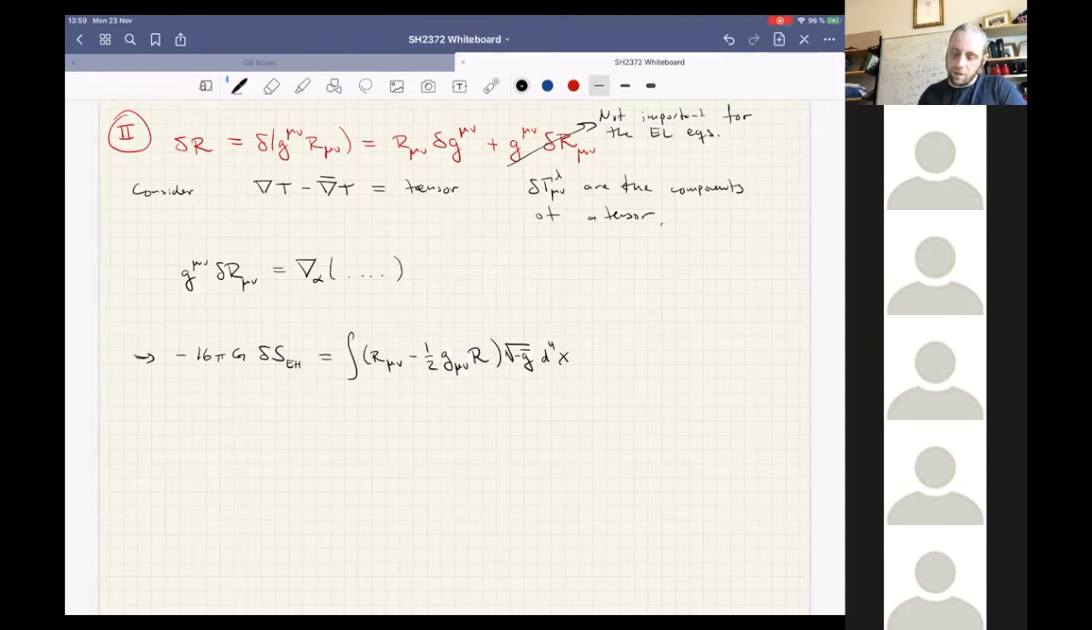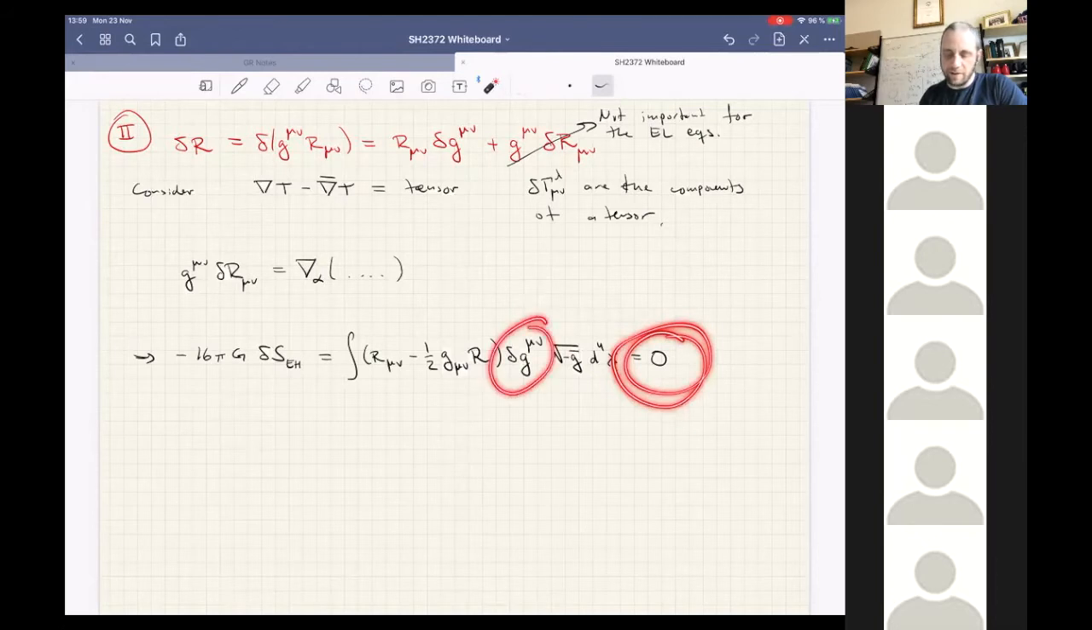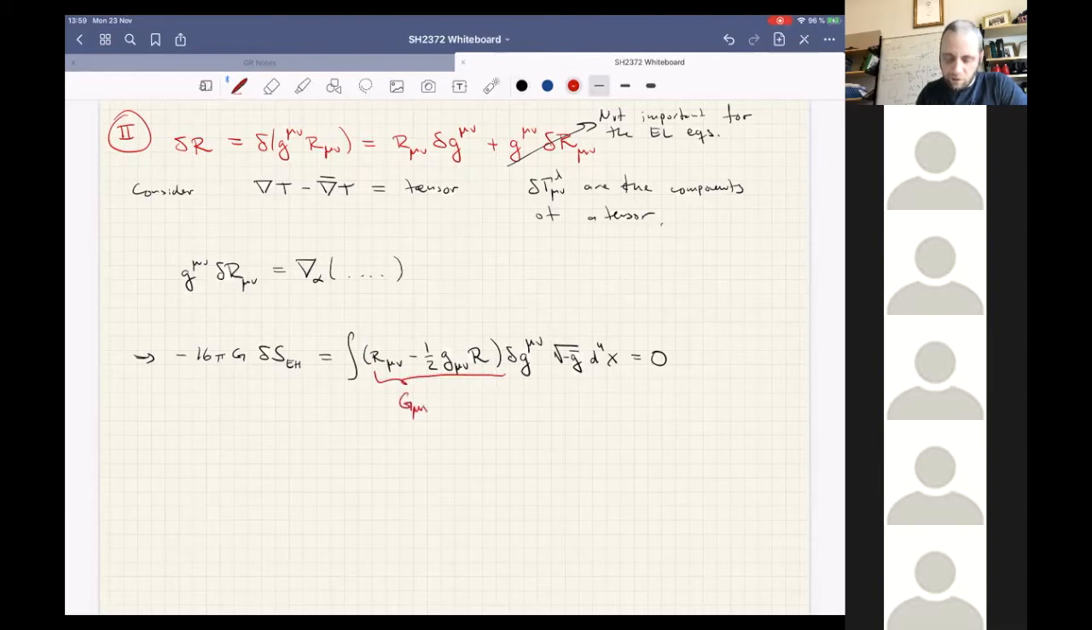And if we want this to be equal to 0, so we want the variation of the Einstein-Hilbert action to be 0 for all variations of the metric. Sorry, I missed here the variation of the metric. Please stop me when I do silly things. So we have here delta g mu nu, the variation of the inverse metric components. So this could be anything. So in order for this to be 0 when this is arbitrary, whatever is in this parenthesis must be 0. And if you remember back a few lectures, this was what we called the Einstein tensor, G mu nu.